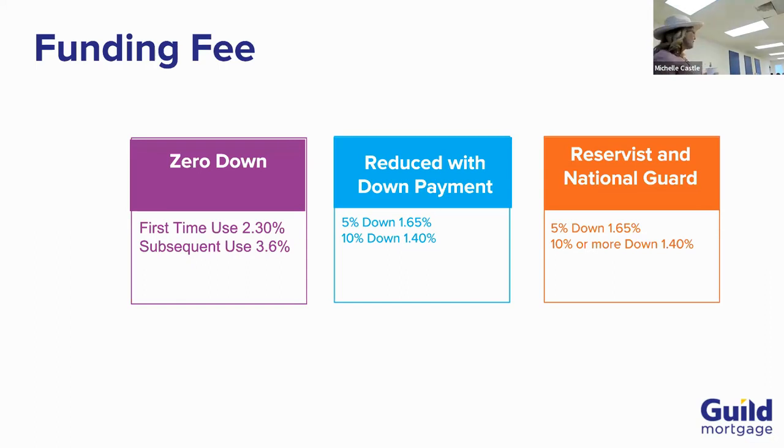And sometimes I'll get that question. It's like, well, they're putting 20% down. Why are they going VA? Well, number one, sometimes veterans use their eligibility. They earned it. Number two, sometimes the veteran needs to go VA because of some of the flexibility that VA offers.